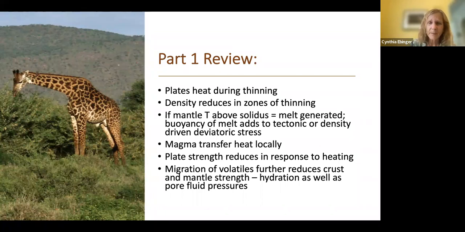And so that may enhance the amount of heating, and we may start to get hotter zones within that zone of stretching. The plate strength is going to reduce because the yield stress, or our failure relation, Byerlee's law, is temperature dependent, or geothermal gradient. The hotter it is, the weaker the material. Okay, and then if we generate magma, we're going to release volatiles that can percolate up through cracks and have metamorphic reactions. And those metamorphic reactions will reduce the strength.